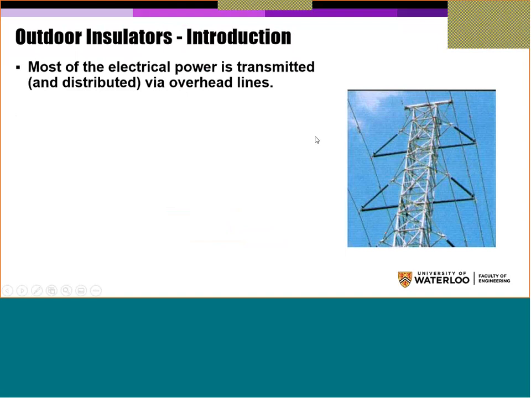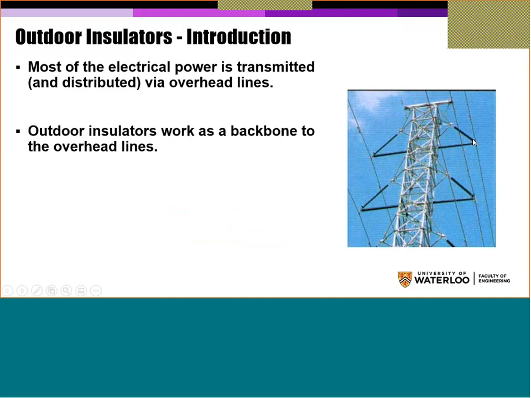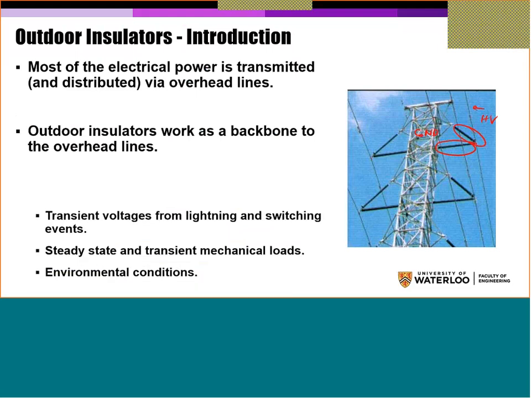Here, this is an overhead line. In overhead lines, we have insulators that hold the high voltage from the grounded tower. It is a very important component. These are the insulators that hold the high voltage from the grounded tower. This is ground. Now they have to withstand steady state electrical stress. There is high voltage, so they have to hold it.